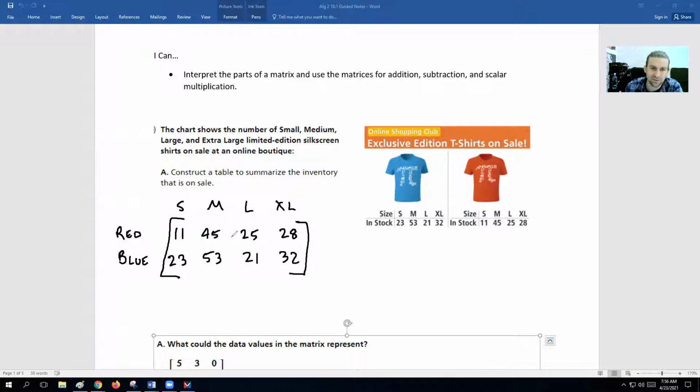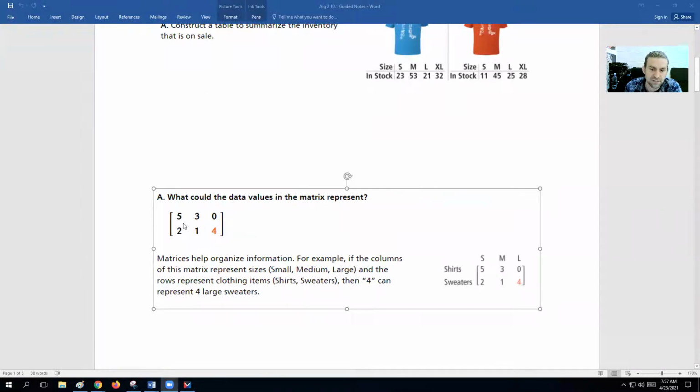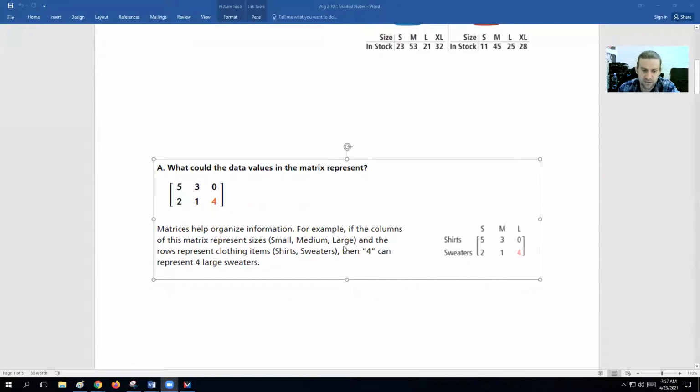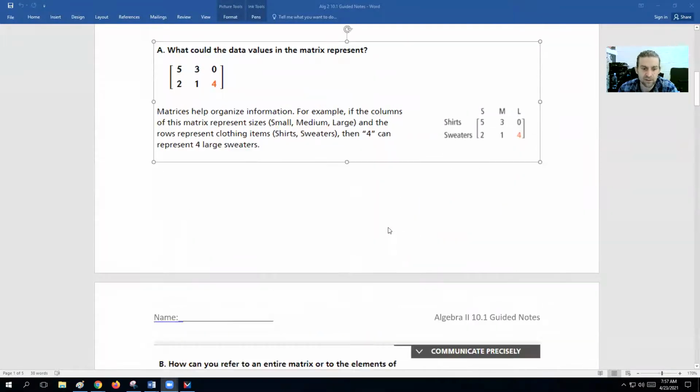A matrix is a table or a list of numbers put together with some constraint, where we understand what the rows and columns represent. So what if we have this matrix here of 5, 3, 0, 2, 1, 4? We could say that this matrix helps us organize information about more shirts, like shirts and sweaters, with small, medium, large sizes. In this example, we'd have 5 small shirts and 1 medium sweater. We'd have 0 large shirts and 4 sweaters. So we can represent numbers in their spots. We don't have to have descriptions of each one, but we can look at a chart to represent.